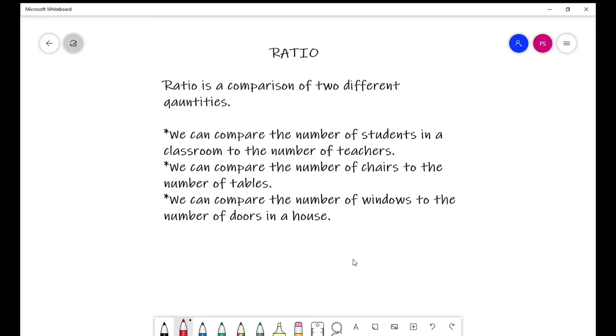Ratio is a comparison of two different quantities. We can compare the number of students in a classroom to the number of teachers. We can compare the number of chairs in a room to the number of tables. We can compare the number of windows to the number of doors in a house. As long as we're comparing two different quantities, we can use ratio to express or demonstrate that comparison.